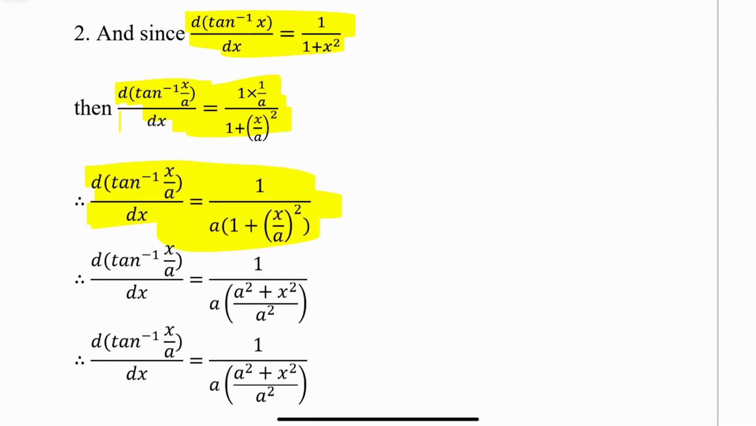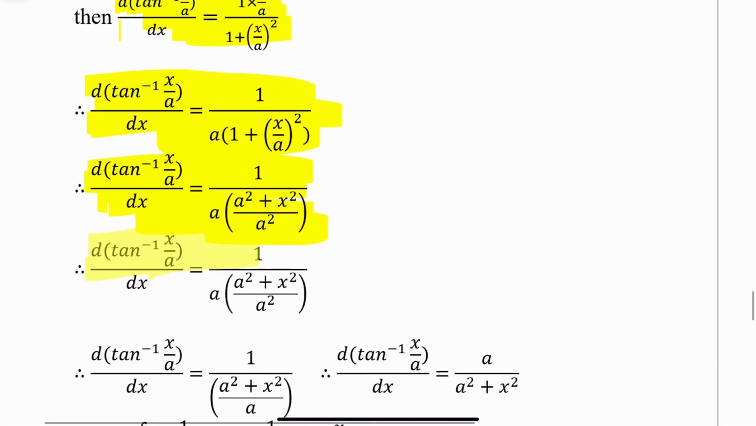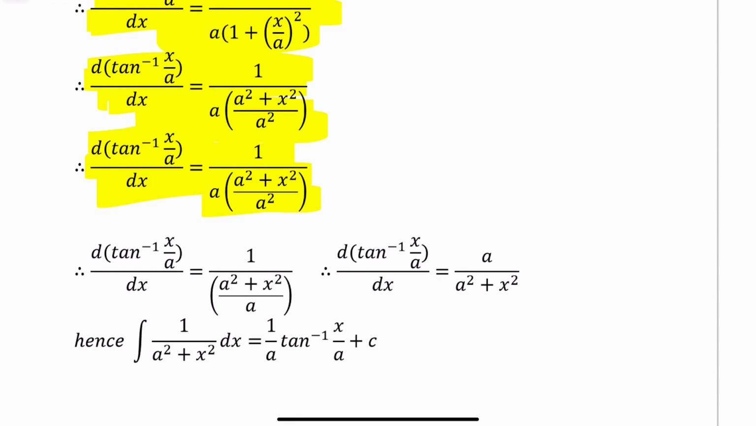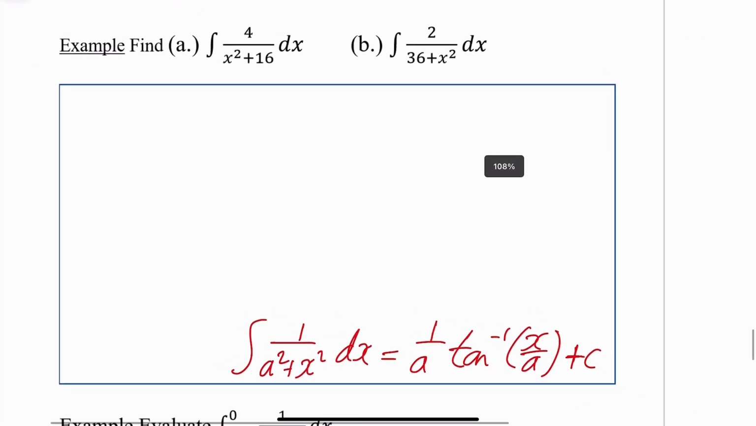You're going to have this, and then if you take a common denominator of a squared on that bottom line, you can see that's what you're going to get. And then if you multiply in by the a, you will eventually get over to here, and then you've got 1 over a squared plus x squared over a on the bottom line, and then just reciprocal that, and that's what you will get. So hence, the result that's given in your formula booklet is the integral of 1 over a squared plus x squared, integrated with respect to x, is 1 over a inverse tan of x over a plus c.